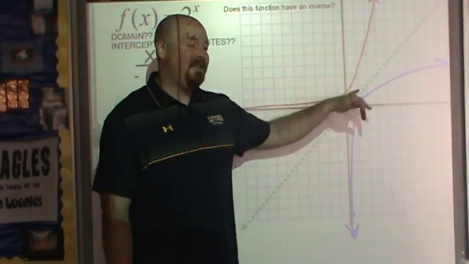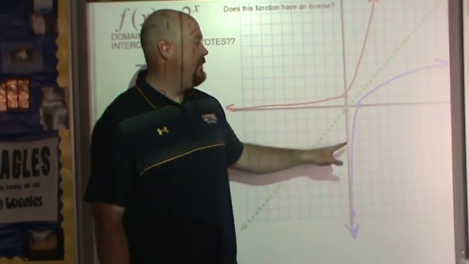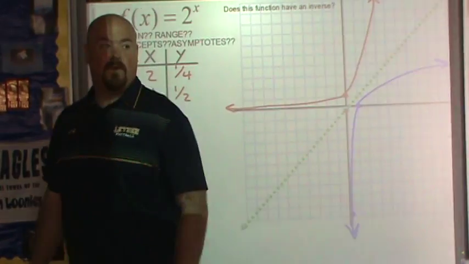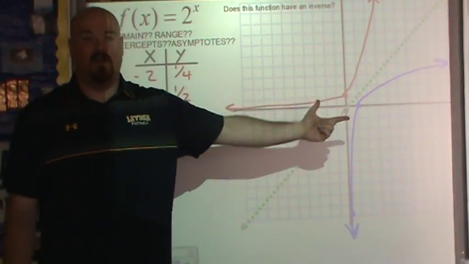This blue graph is the reflection of the red one. Therefore, this is the inverse of that, and this is what is called a logarithm.